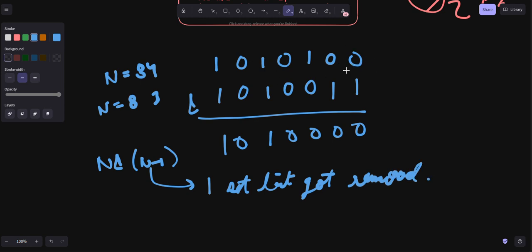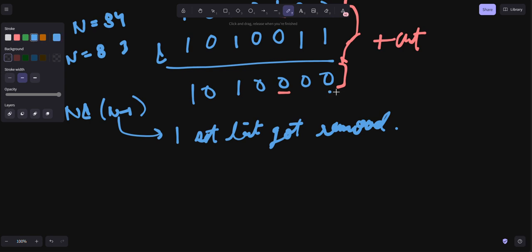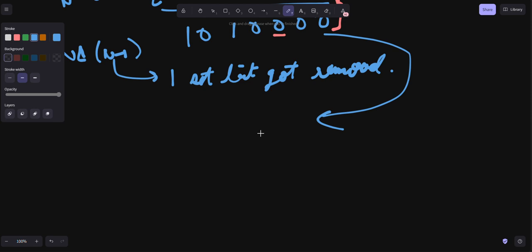Yes, right. Compare these. First, compare this with this. You see, one set bit got removed, so this counts as one operation, plus CNT. If you take this same operation, again you do this with the AND operation.